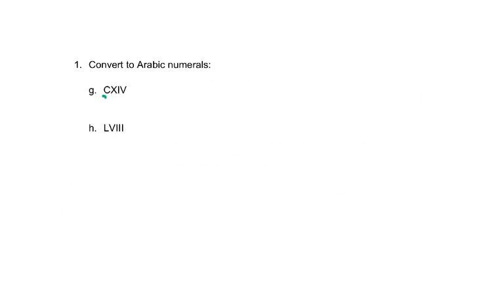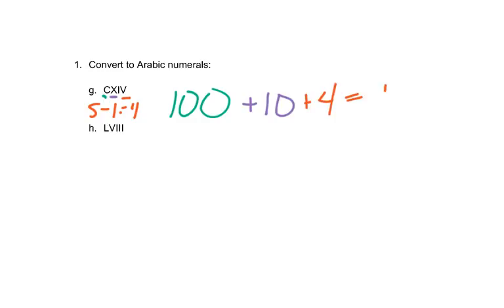Here our biggest letter is the C, and again the C is 100. The next biggest letter is after it, it's the 10, so we're adding 10. The next biggest letter after it is the V, so that's 5, but there's 1 before it, so 5 minus 1 is the 4, so we're adding 4 more, and we get 114.